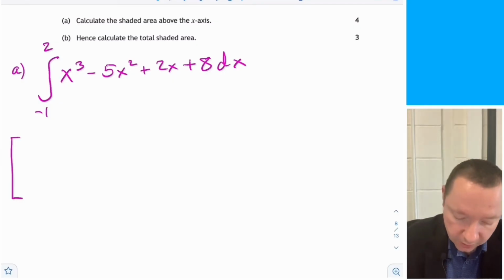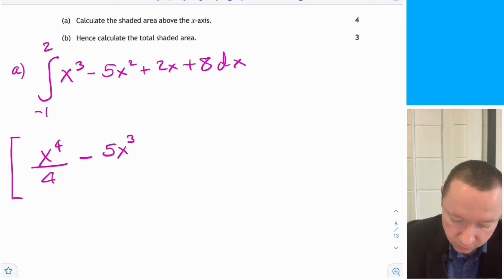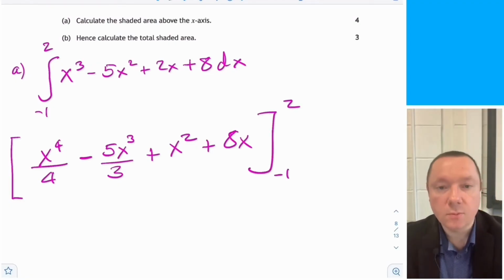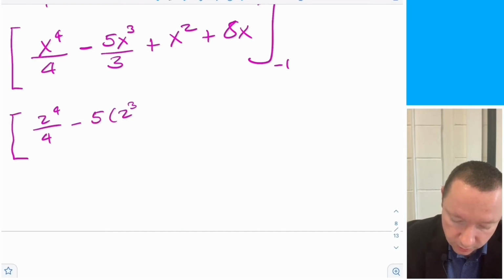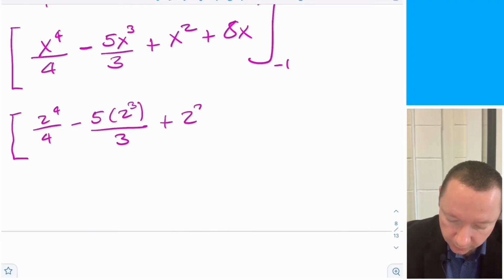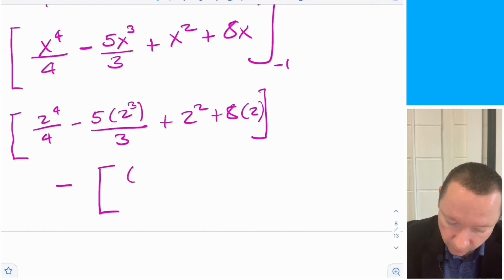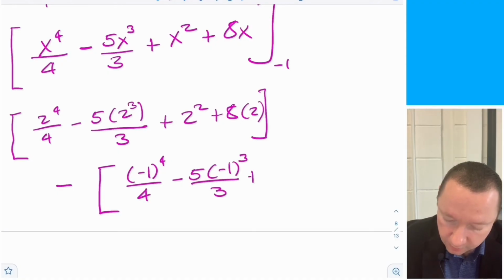So x cubed becomes x to the power of 4 over 4, minus 5x cubed over 3, plus 2x becomes x squared divided by 2, still x squared, plus 8x, and we're doing that between the limits of -1 and 2. So we need to substitute 2 in, take away, then substitute -1 in. So for our first bracket, we've got 2 to the power of 4 over 4 minus 5 times 2 cubed over 3 plus 2 squared plus 8 times 2. Take away our second bracket, -1 to the power of 4 over 4 minus 5 times -1 cubed over 3 plus -1 squared plus 8 times -1.